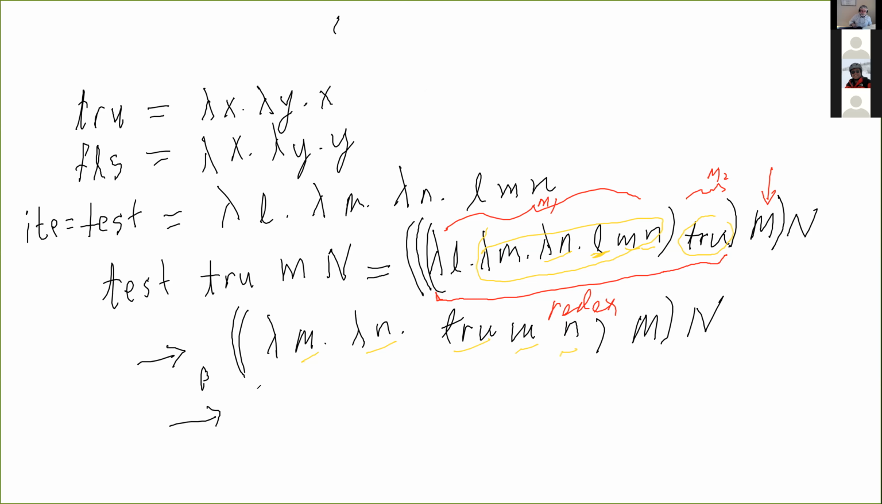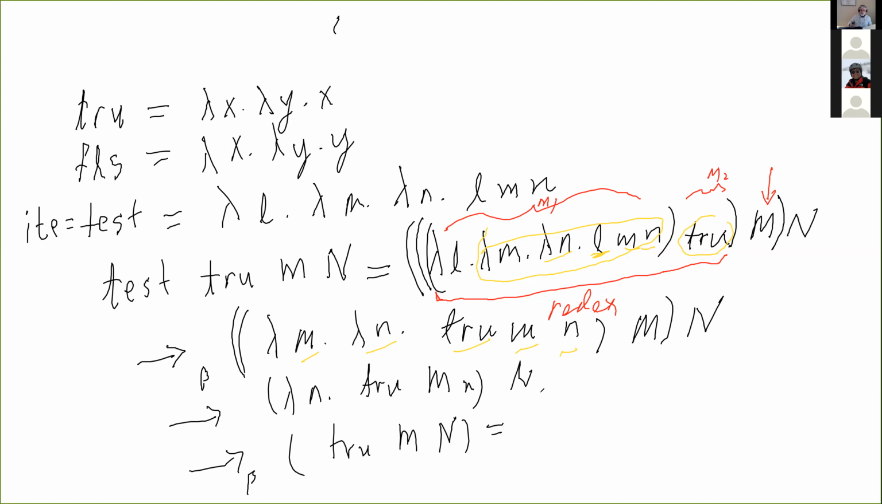Now, that beta reduces again to replace all the m's in here by big M. So I get lambda n dot true, big M little n. And now that gets applied to n. And so now that beta reduces to true m n. And so that's equal to, by the definition of true, lambda x dot lambda y dot x applied to m applied to n.